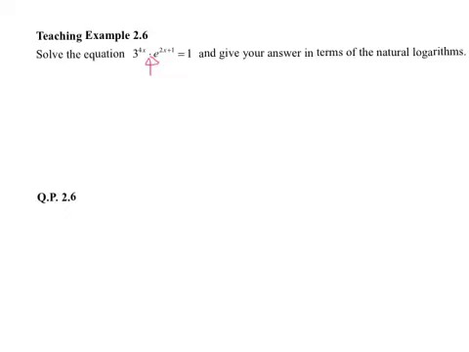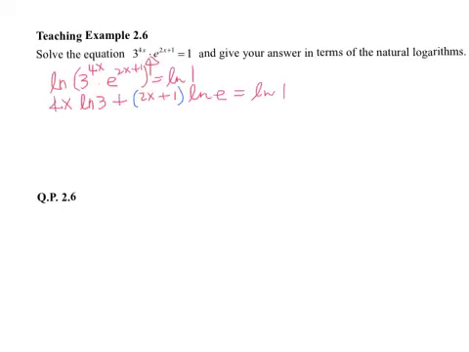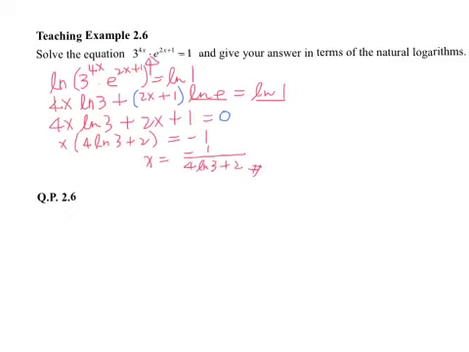Therefore, we have to take log on both sides. But this time, the log we take is the natural logarithm, not the common logarithm. Take log on both sides. One of the common mistakes is to forget the bracket. ln e equals 1, and then ln 1 equals 0. And then do the grouping, take out the common x. Your turn to do QP 2.6 now.